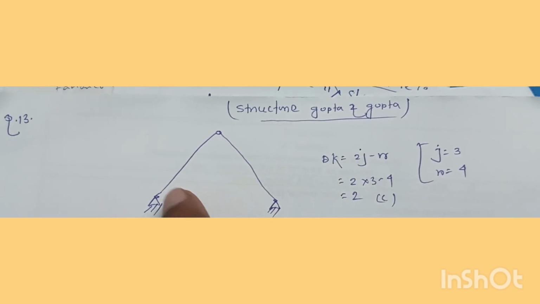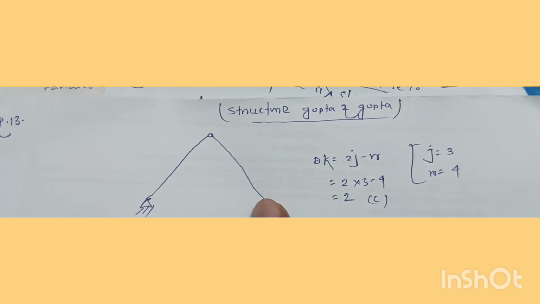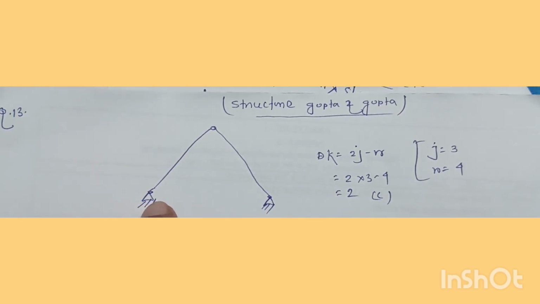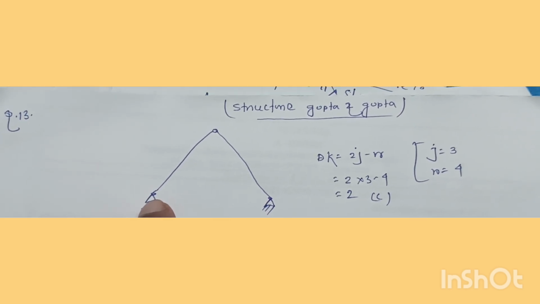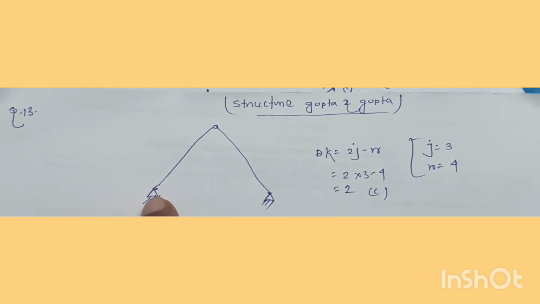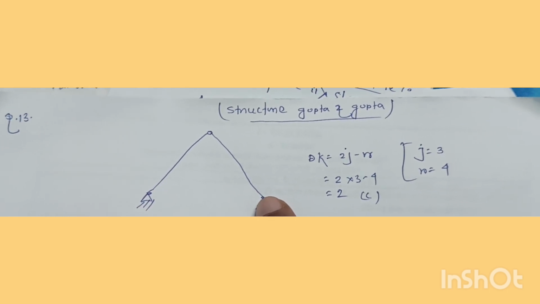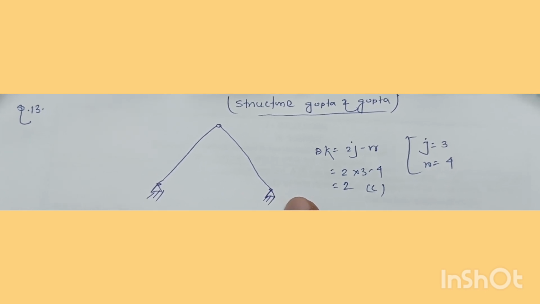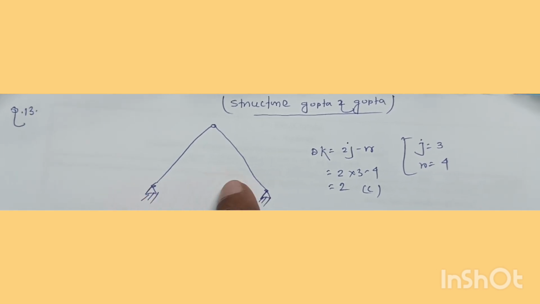j is the number of joints, which will be 1 2 and 3, j equals 3, and reaction components will be 4 because for this hinge support one vertical reaction and one horizontal reaction we will get, and from this hinge support we will get one horizontal reaction and one vertical reaction. No moment will be there from these two supports.